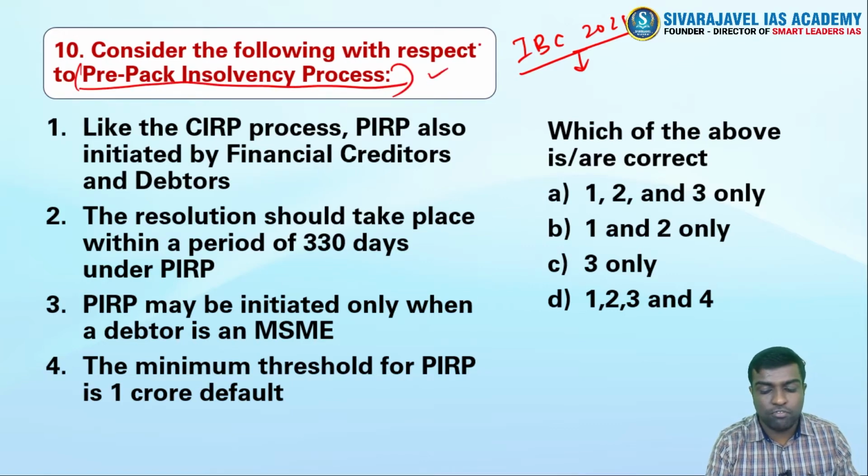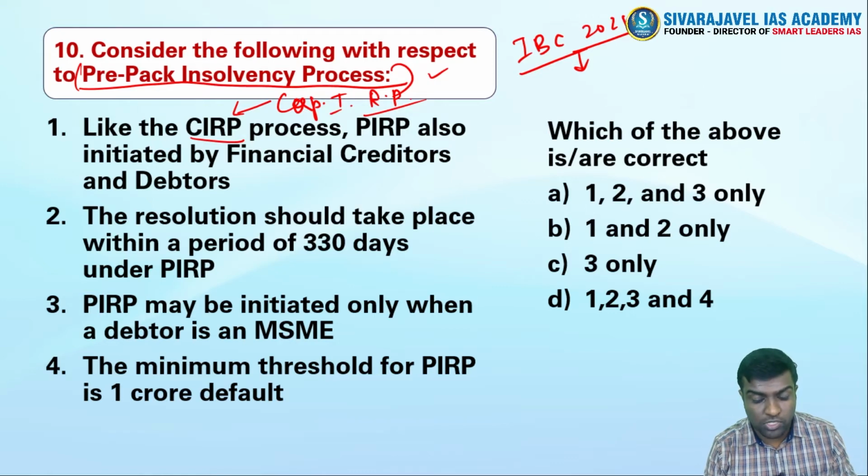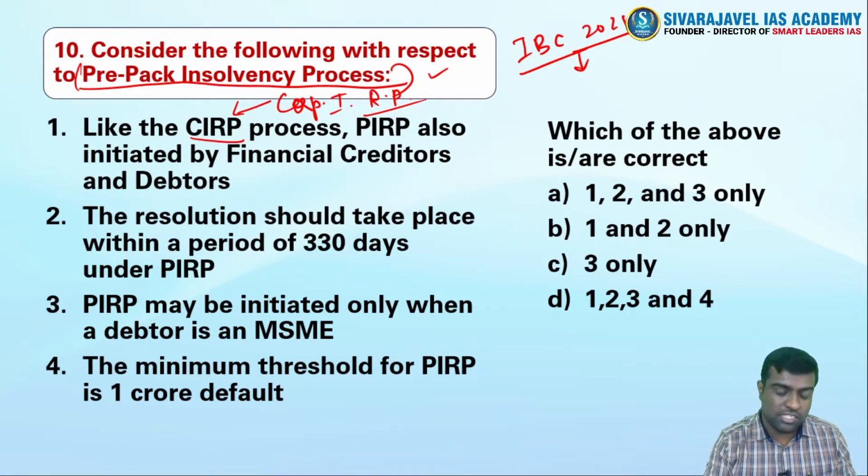So let's consider the following statements. Just take a pause, look at the statement, try to solve it, and then resume this particular discussion. 1. Like the CIRP means the Corporate Insolvency Resolution Process, like this process, the PIRP, the Prepack insolvency process, also can be initiated by financial creditors and debtors. Is it right or wrong?